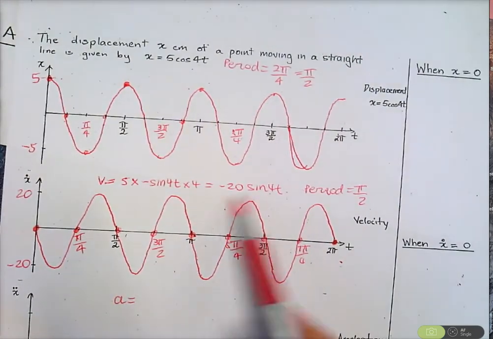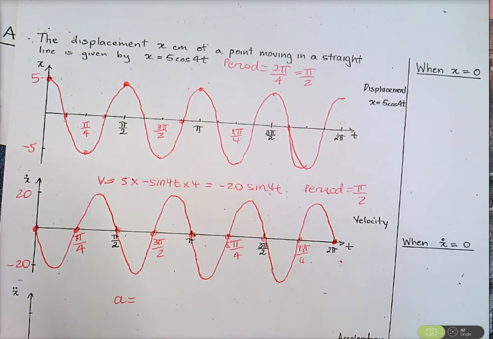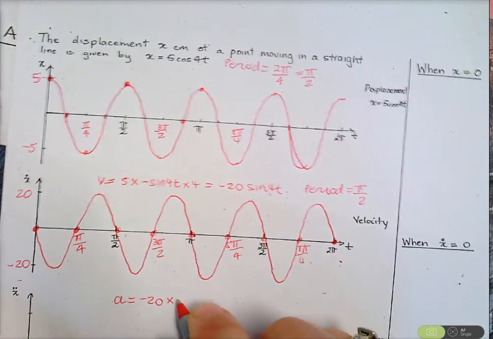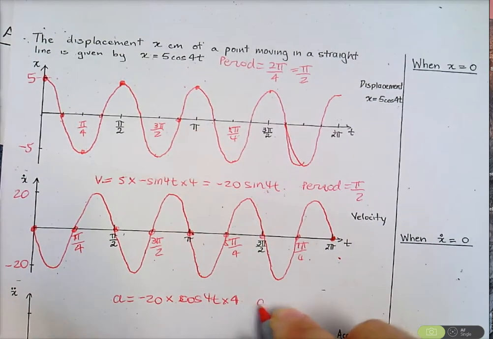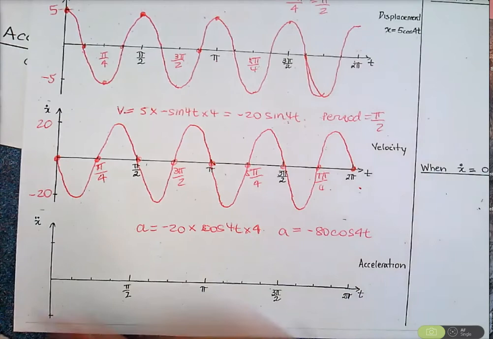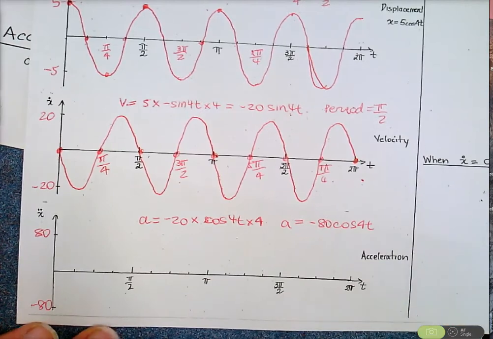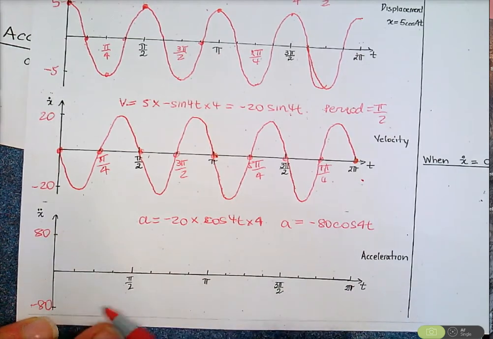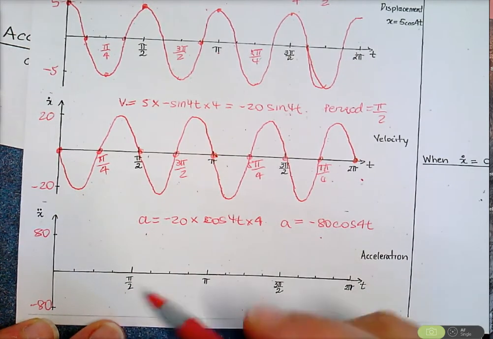Acceleration is the derivative of this other graph, the velocity curve. So differentiate that, and what do you get? Does the sign change when you differentiate sine? No, it doesn't. So you get negative 20 times cos 4t times 4. So therefore acceleration is negative 80 cos 4t, and that would be an amplitude of 80. What's the period again? Pi on 2. Cos curve is like that, but the negative cos, normal cos looks like that. What's negative cos? Where does it start?